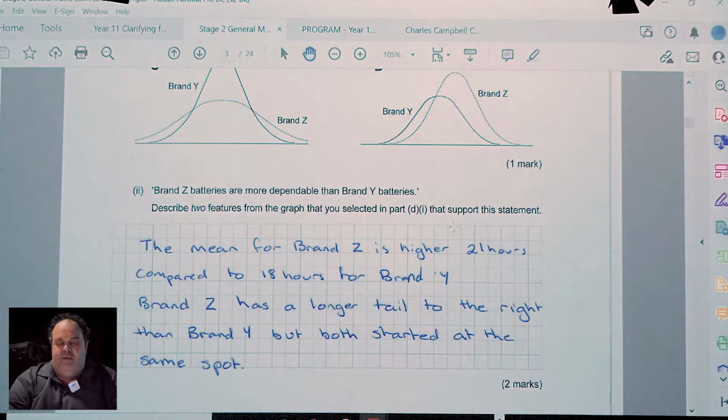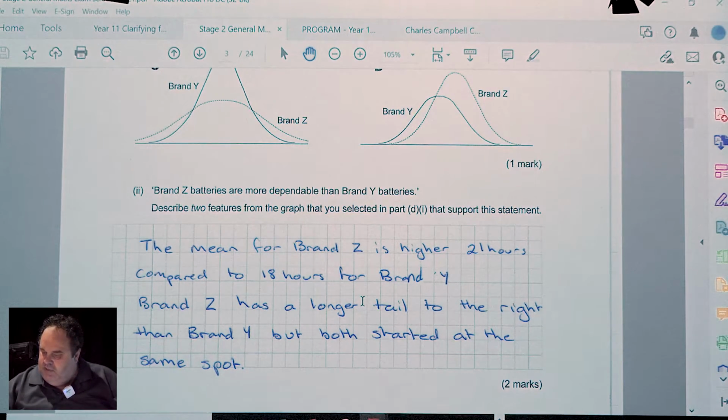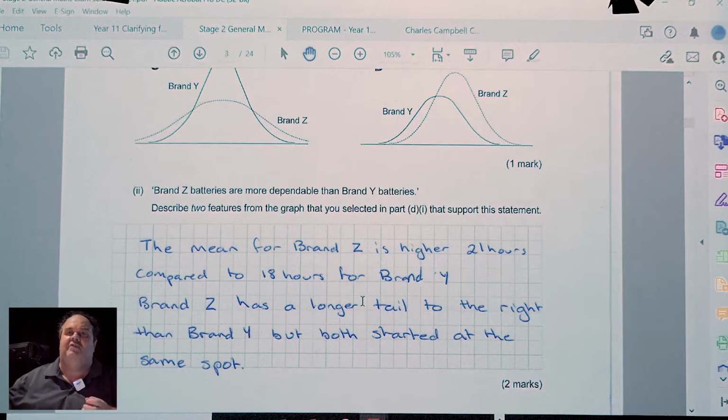was that because brand Z has a higher standard deviation, it's going to be stretched more to the right, and they both start at the same spot. So it's really important: just saying that brand Z has a larger standard deviation won't give them the mark. They have to justify it with why it fits with the graph, because it could be that it's got a higher standard deviation but a lower mean, so it's not going to actually be true. So it is about looking at all of the question when answering that one.